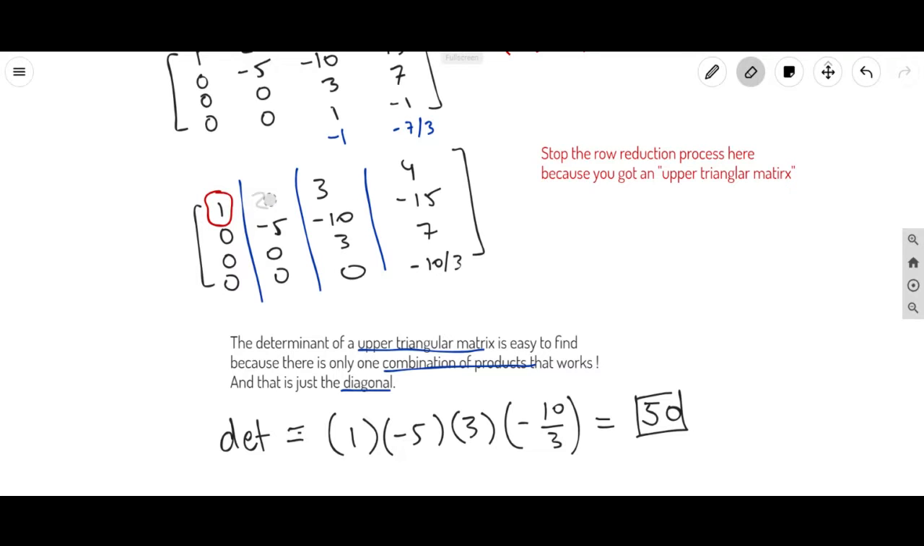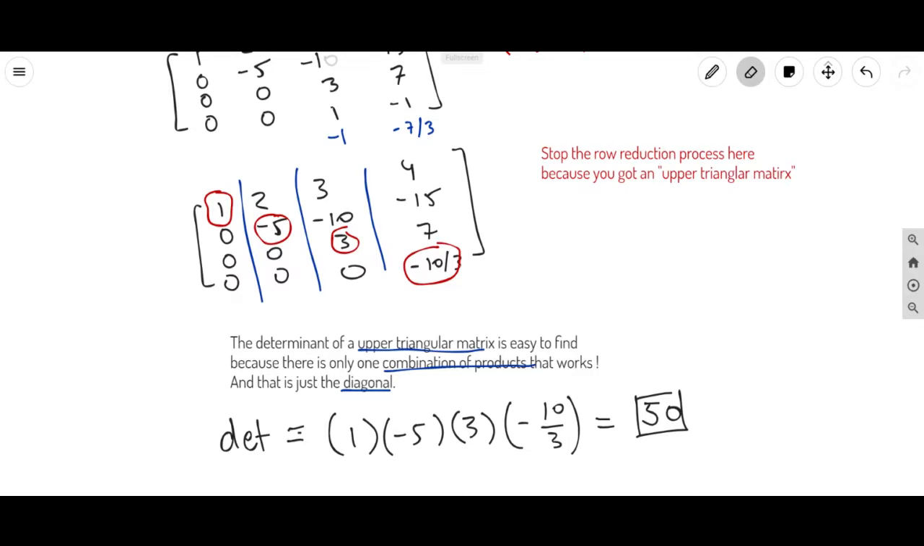This is a non-zero number. Now in this column, you already picked a 1. You cannot pick a 2 to multiply it with it. You have to make sure the basis vectors are chosen differently. So you are forced to pick a 5. And now if you pick a 1 and negative 5, you cannot pick these 2 because those 2 rows have been used up. So you're forced to pick 3, and now you're forced to pick negative 10 over 3. So there's only one possible combination of products that works, and it's just the numbers on the diagonal. And if you multiply it out, that's the answer that you get.